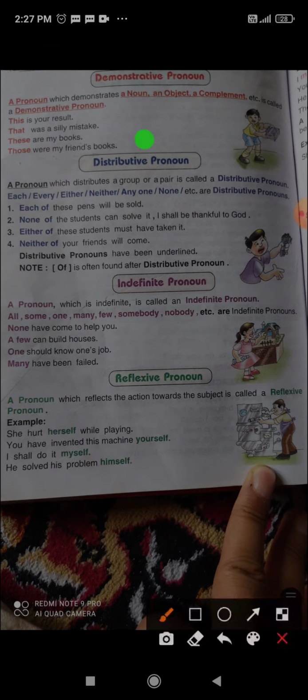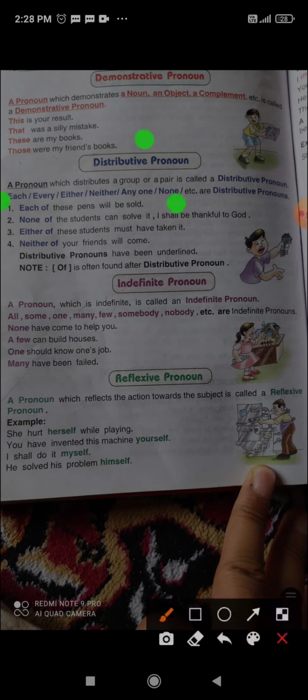So in a distributive pronoun, we get to the conclusion that distributive pronouns divide or distribute or make a group or pair of something. We use words like each, every, either, neither, anyone, none, etc. So whenever you find a word like each, every, either, neither, anyone, none, these must all be marked as distributive pronouns. Here we go.